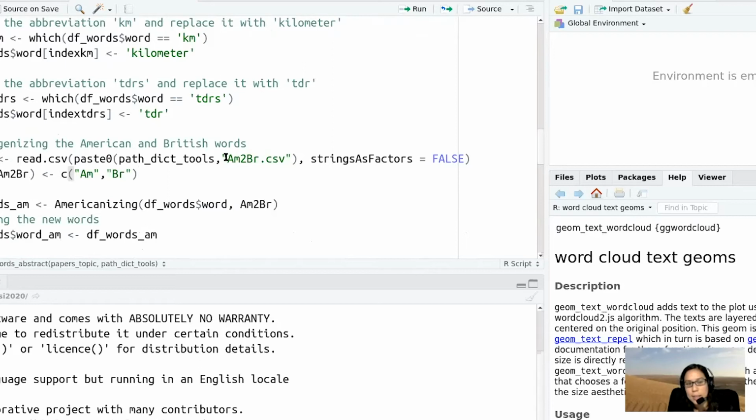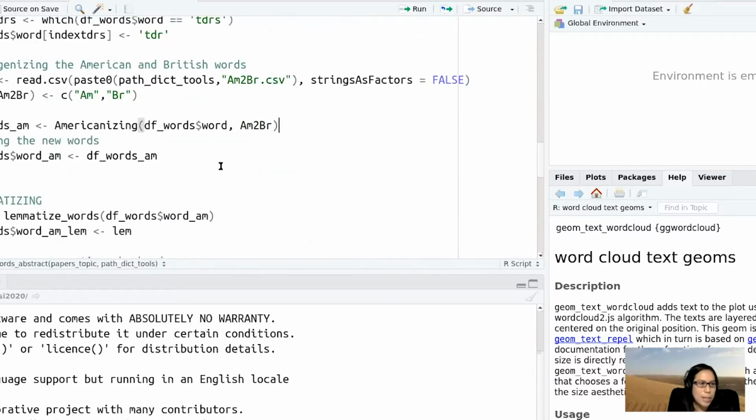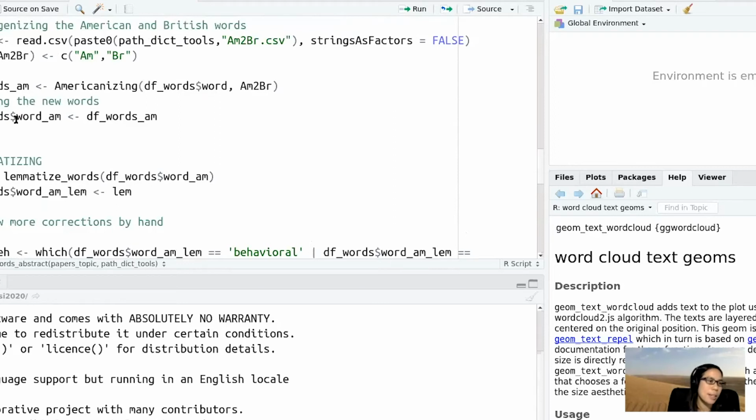After that, I use my dictionary, the one I told you about, with American words and British words. And then I homogenize. So once I open the dictionary, I use the Americanizing function. So I convert everything from British to American. And after that, these words converted to American are going to be stored in my df words object, which now has every single word separately in a different column called word am, so word in American. Then I lemmatize the words with the function lemmatize words from one of the packages that I already mentioned. And these lemmatized words, I store them in the same data frame, this time in the column called word am lem. So this is the Americanized and lemmatized version of the word.